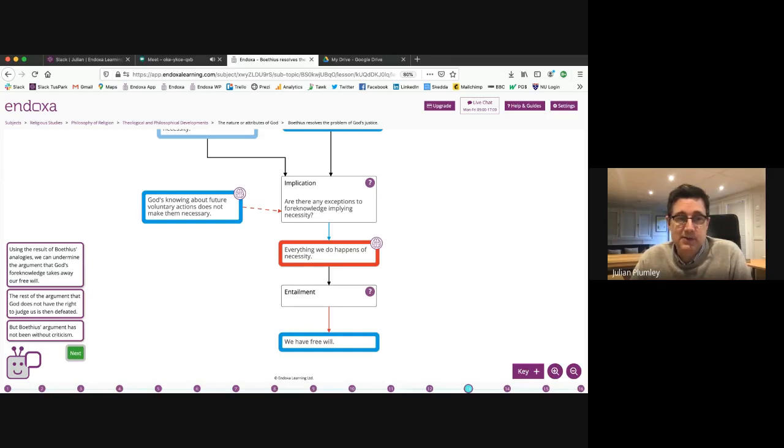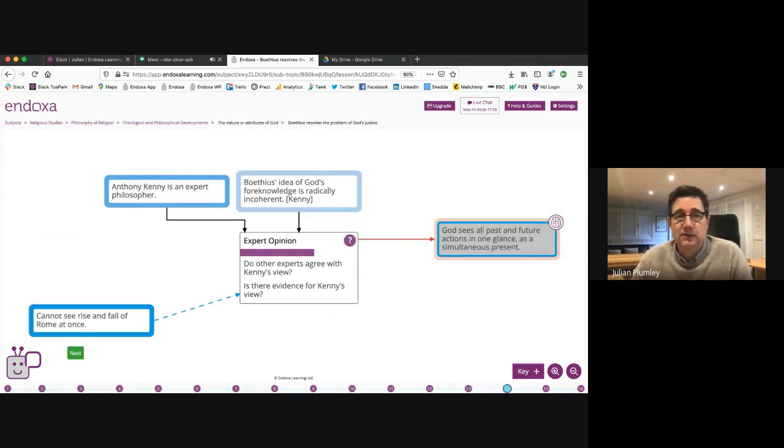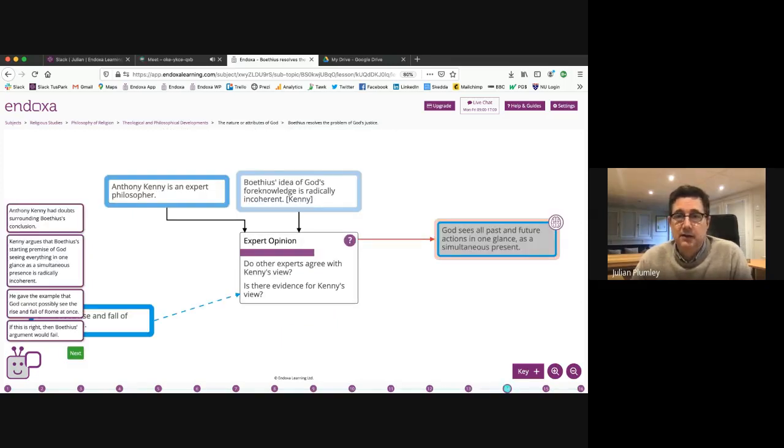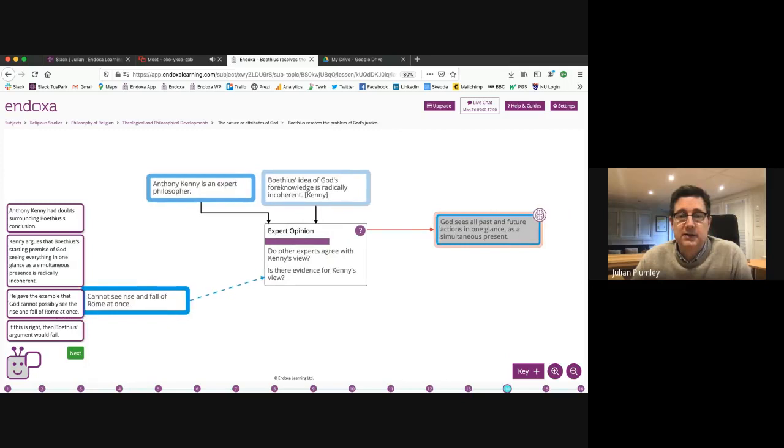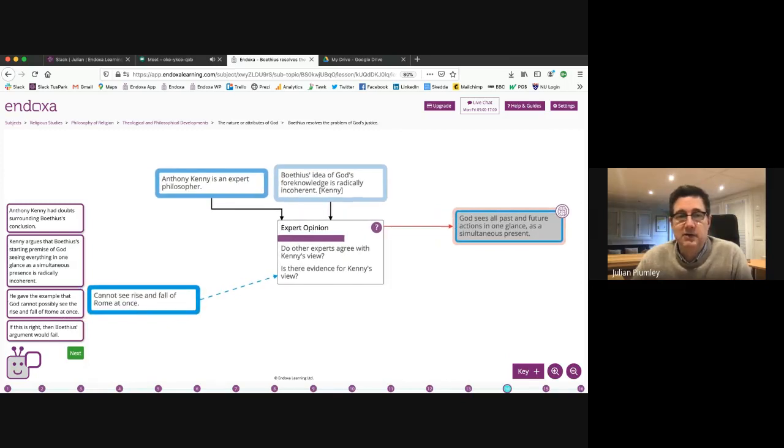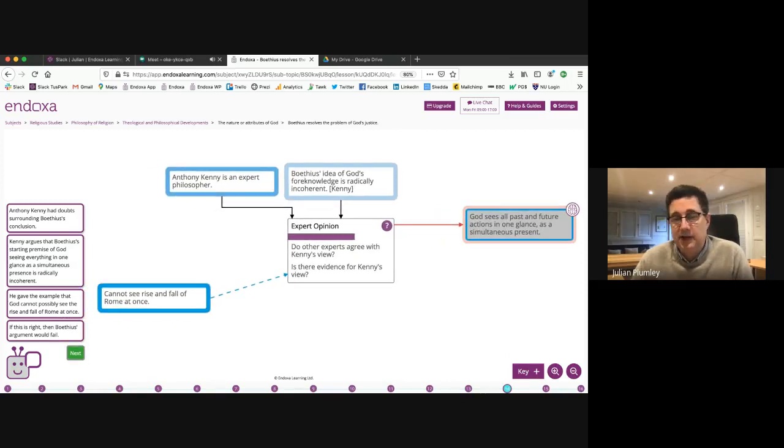The last two steps are just a little bit of criticism. Here's an expert opinion argument step. You can always stick these into an argument. If you've got some kind of author that you want to quote, this is one way to get it into the argument.